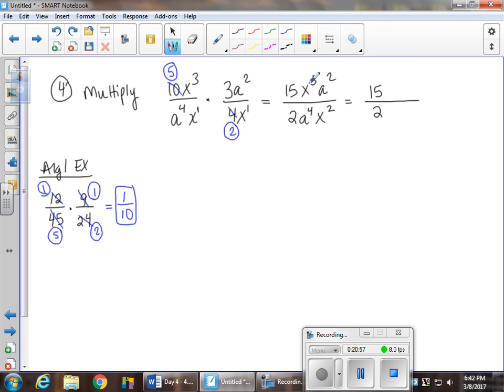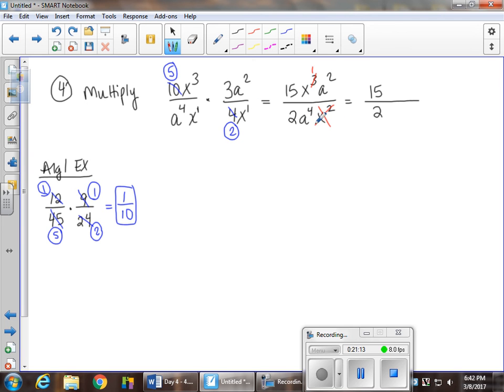Okay, x's. There are 3 x's in the numerator and 2 x's in the denominator. That is going to leave no x's in the denominator and only 1 in the numerator.